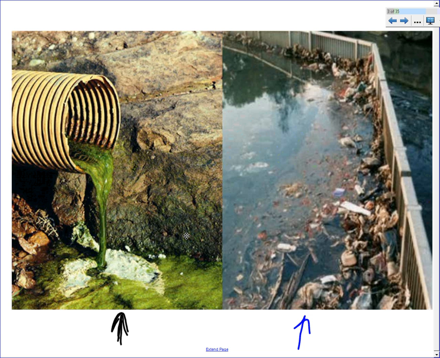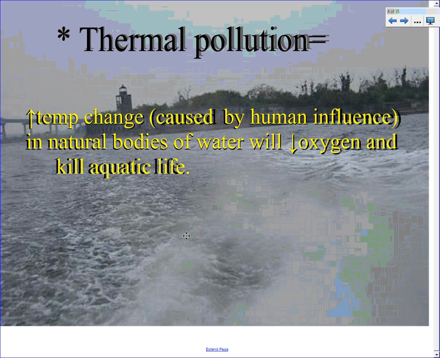Any questions? Okay. In addition to point source and non-point source pollution, there's also something called thermal pollution. Thermal obviously comes from the Greek word therme, which means heat. So this obviously is pollution of heat. This is where the temperature change is caused by human influence, meaning that we did something to increase the temperature of the water. And the water that we're talking about are natural bodies of water.